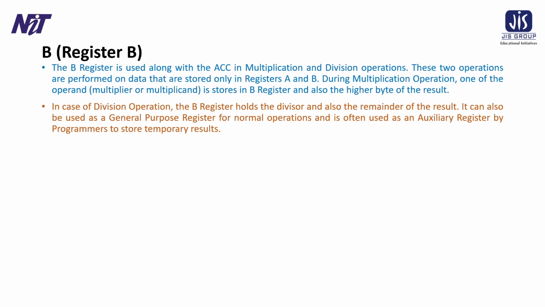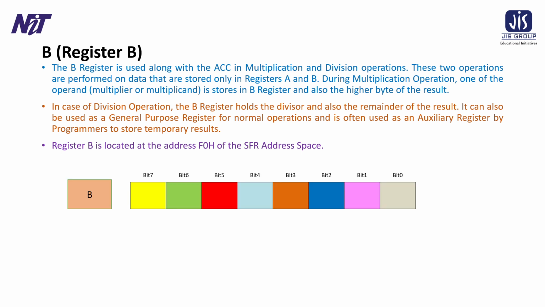It is also used as a general purpose register for normal operations, and is often used as an auxiliary register by programmers to store temporary results. The address of register B is F0H in the SFR address space. It is also an 8-bit register, starting with bit 0 and ending with bit 7.